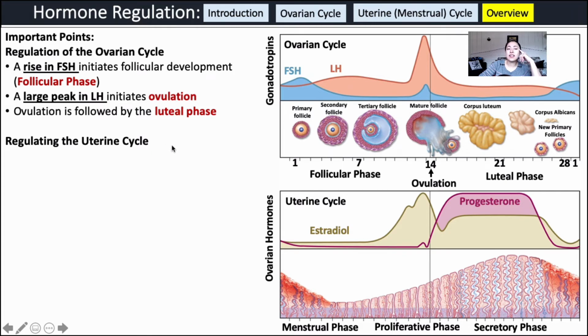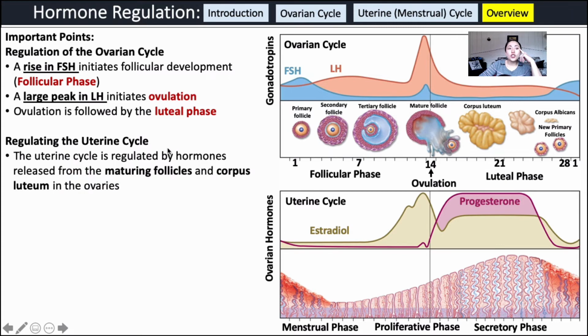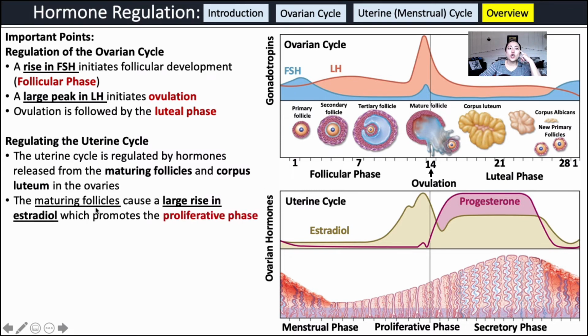Let's look at what's happening in the uterine cycle. So the uterine cycle, remember, is regulated by hormones released from these maturing follicles, as well as the hormones being released by the corpus luteum within the ovaries. So the maturing follicles here, remember these follicular cells shown in pink here are secreting estradiol. So as the follicles mature, estradiol levels are increasing. And this is going to have an effect on the uterus because it promotes the proliferative phase within the uterus.